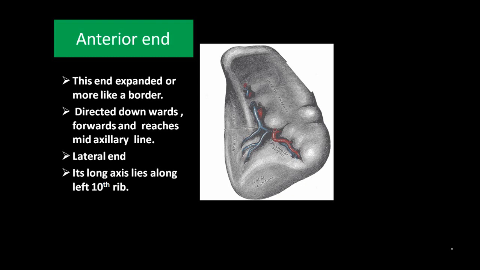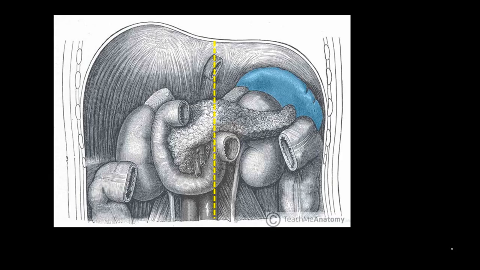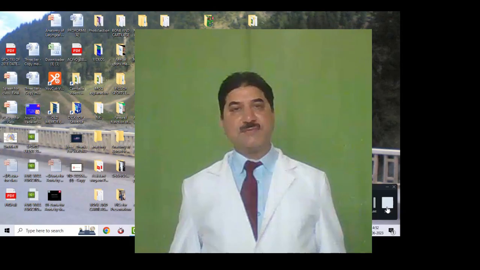Anterior end of the spleen is expanded or more like a border. It is directed downwards, forwards and reaches mid-axillary line. Posterior end of spleen is called medial end. It is directed upwards, backwards and medially. It rests on upper pole of left kidney. As shown in this figure, upper pole of the spleen is directed upwards, backwards and medially.